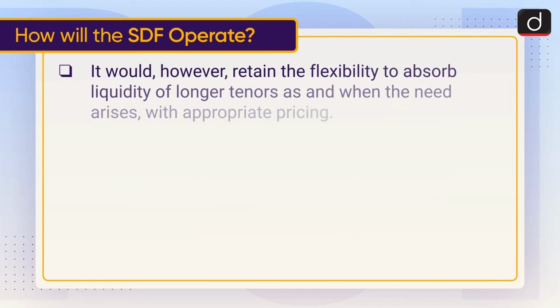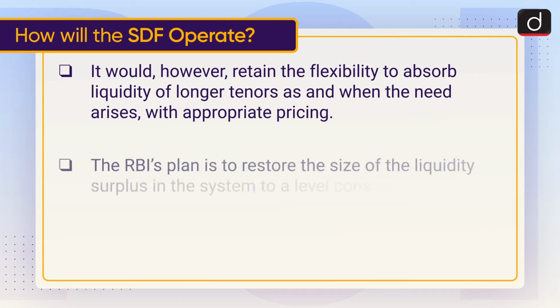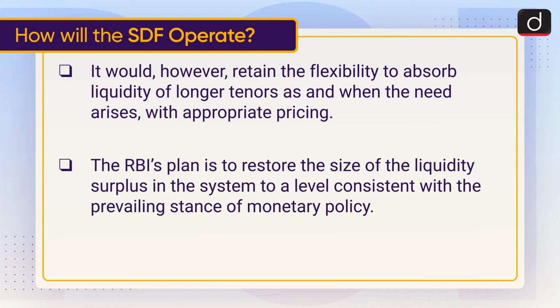It would, however, retain the flexibility to absorb liquidity of longer tenors as and when the need arises with appropriate pricing. The RBI's plan is to restore the size of the liquidity surplus in the system to a level consistent with the prevailing stance of monetary policy.